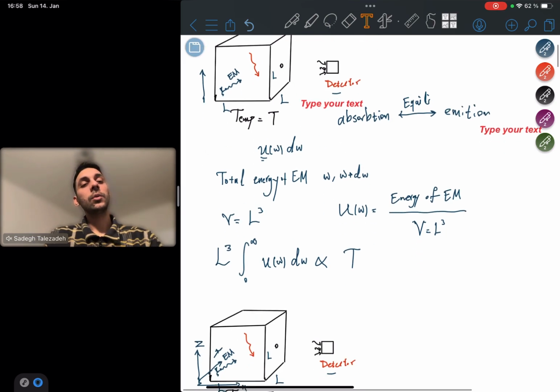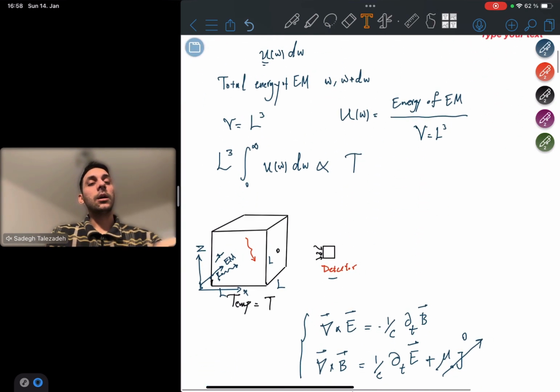So here we want to calculate the total energy of the electromagnetic wave in the range of omega to omega plus d omega. Consider the volume of our box is L cubed. So the length in each direction is L and the volume would be L cubed.